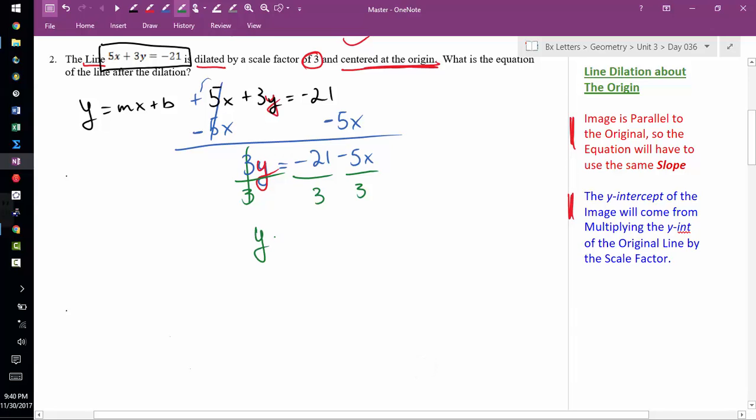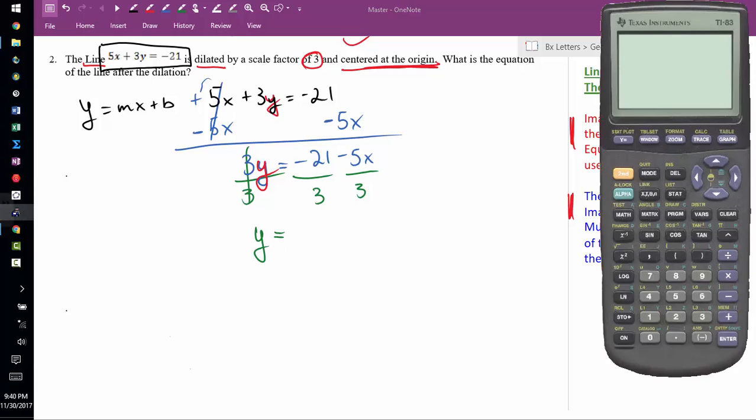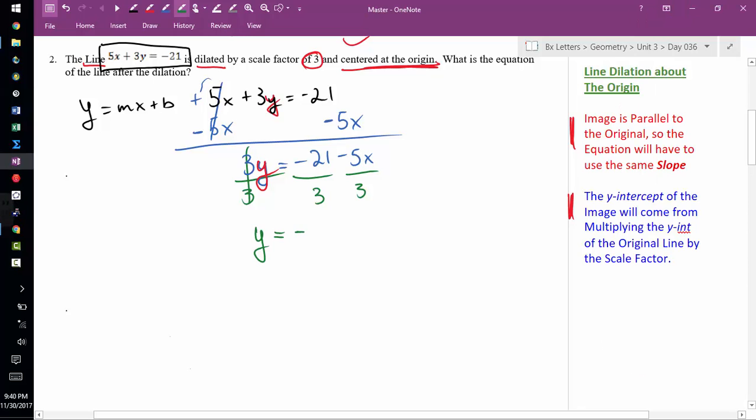So I bring down the y. Negative 21 divided by 3, I want to say is 7. And you can take out your calculators and check as well. So, yep, negative 7. And then this is my slope. The thing next to x, that will be my slope. So I'm just going to write a minus 5/3, and I'm going to tack x right on the side.